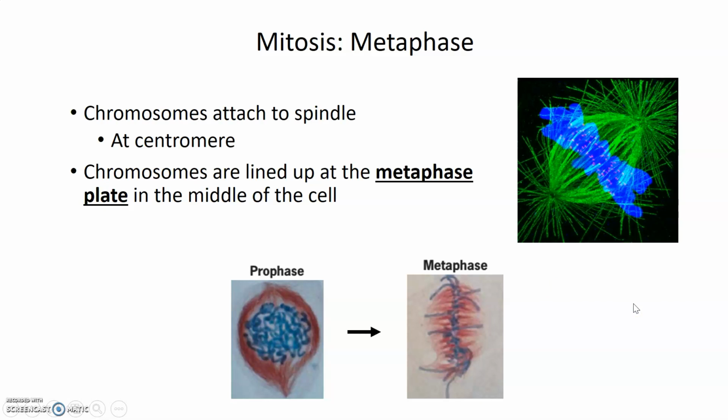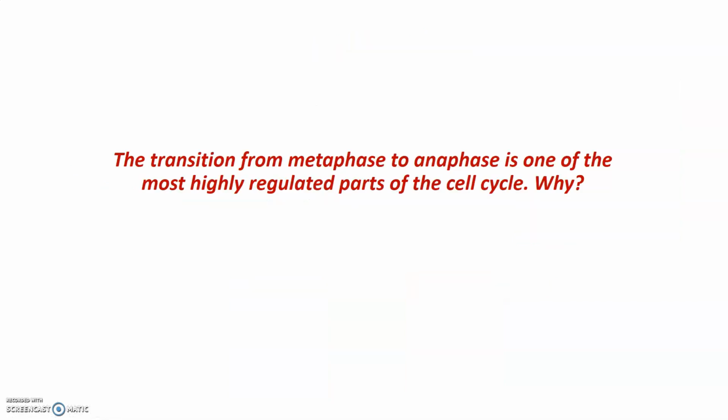And this is really important. The transition from metaphase, where all these chromosomes are lined up in the center, to the next stage where the chromosomes are separating into what will become 2 new cells, is one of the most highly regulated parts of the cell cycle. I'd like you to take a second, pause the video, and think about why that might be. Why it might be important to have those chromosomes lined up directly in the middle of the cell before they split.